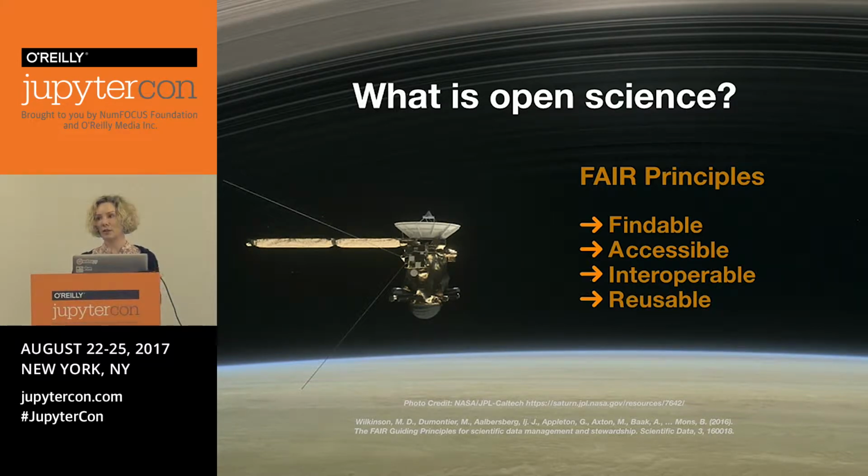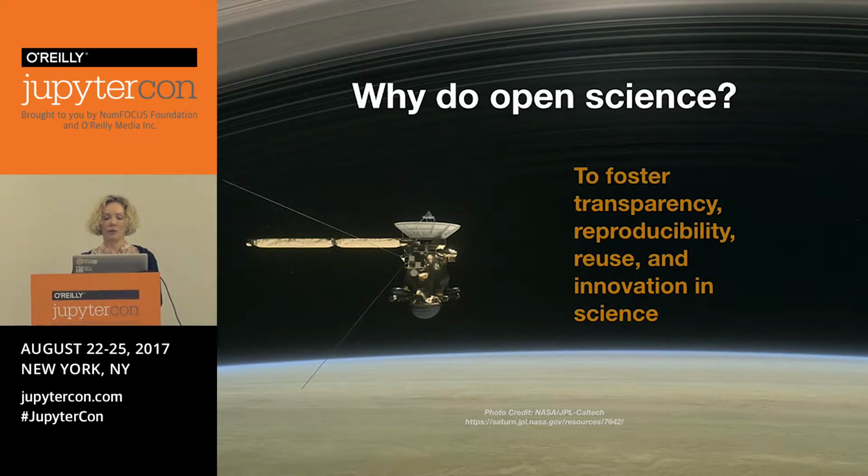And these principles originally started with data, but I'm going to apply these to the Jupyter Notebooks because I think the Jupyter Notebooks are an interface between code and data. And so why would we do open science? There's transparency, there's reproducibility, reuse, innovation, all of these reasons why, in the open science framework, you would want to make your science available to the public.